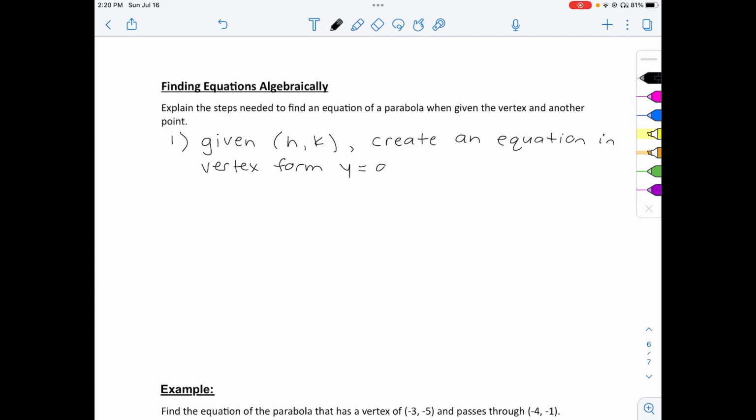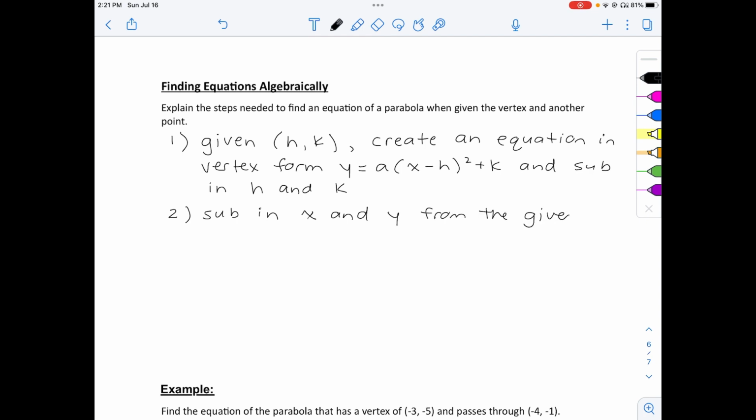which is y equals a x minus h squared plus k, and we are going to sub in h and k. All right, so we're told those points in our question, so we can sub in h and k. Then we are also told another point. Okay, so we're going to sub in x and y from the given point. Our point is xy. Okay, so then we will have a value subbed in for y, x, h, and k. So that would leave us with only one variable unknown, which is a.